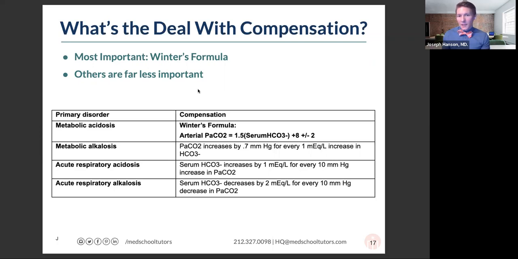If there's one thing that you got to memorize, you got to memorize Winter's formula. You're going to do that whenever you do your anion gap calculation as well. So I think we've walked through our diagnosis and our compensation assessment. Anything to add to that, Moses, before some sample questions? I think we're ready to dive right in.